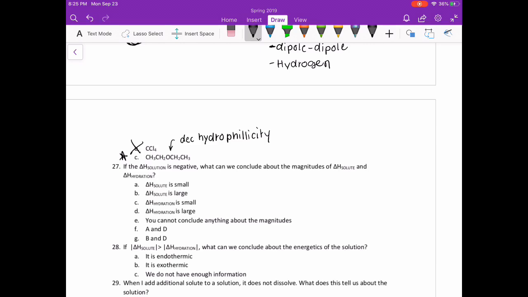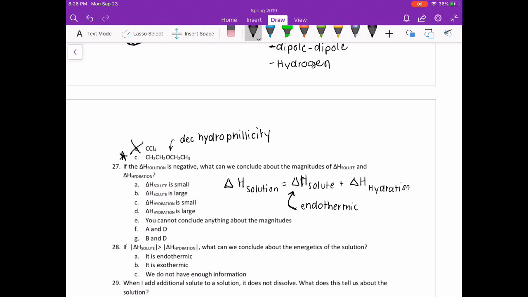So 27, the heat of solution is negative. What can we conclude about the magnitude of H solute and H hydration? So delta H of the solution is equal to delta H solute plus delta H hydration, right? So the heat of solute is just going to be the heat required to separate the particles from one another, and to do so I have to add heat, right? So that's got to be endothermic because I have to add heat to separate them. They don't want to naturally separate, so I have to do it myself, right?